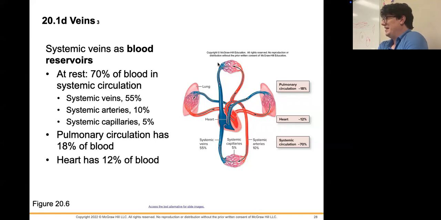That's a lot. Now, to make things even more fun, pulmonary circulation, which is to say your lungs, have 18%. Keep in mind that your lungs are basically nothing but capillaries and air. So we're storing 18% of our blood here in our lungs and another 12% right here. So a third of your blood is in this little pocket inside your rib cage at any one point in time.